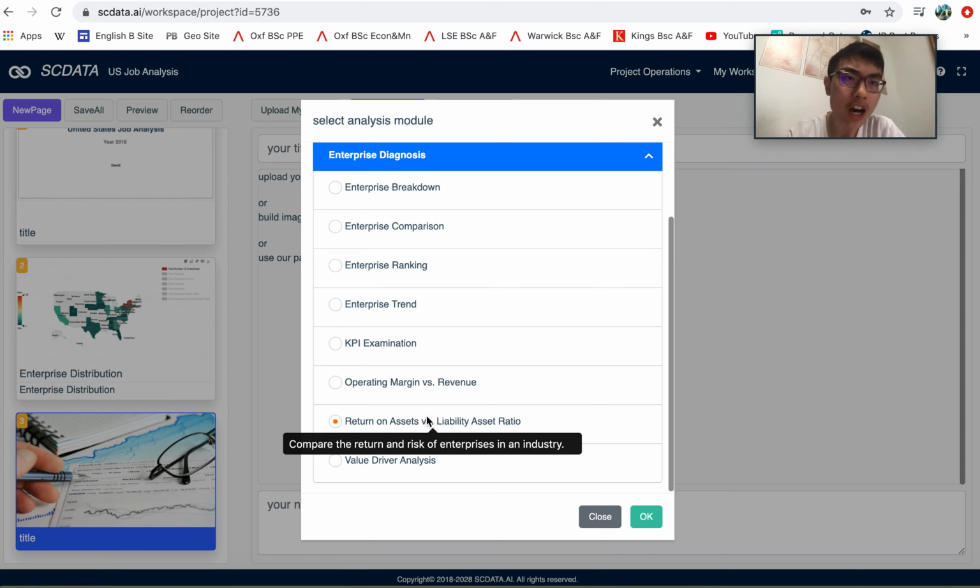Return on asset is calculated by your net income, net operating income, divided by the total asset, to see how much return you are generating from your warehouses, from your machineries, from your inventories, how much you are generating from this asset, human resources, and cash flows as well.